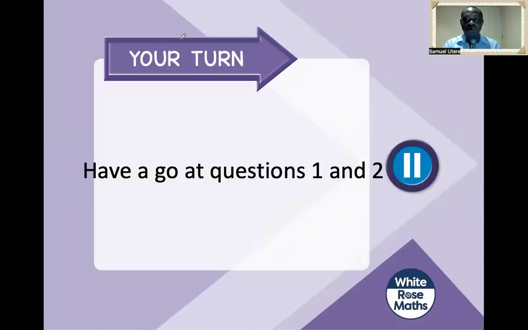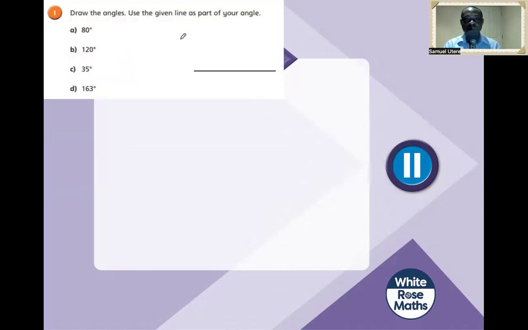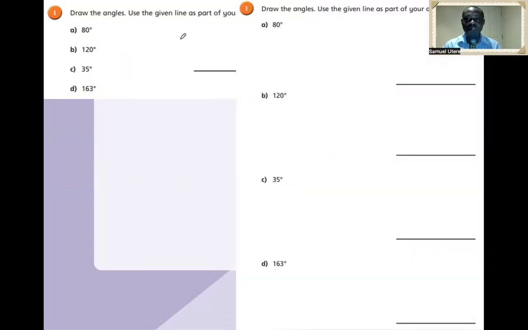Okay, it's now time for you to pause the video and do some practice. So get your protractor, get your pencil, and get your ruler. Here you're asked to draw the angles and to use the given lines as part of your angle. Now, you may have done this. I'm just going to discuss the answer real quick, how you could have done this.